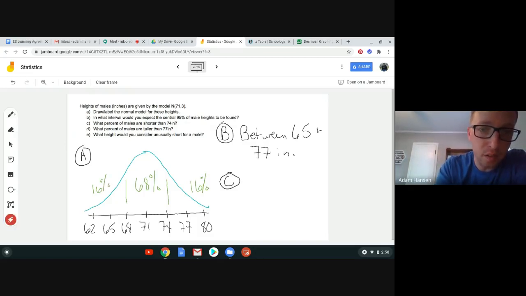So less than 74 is the 68 plus the 16. Everything but the 16% above 74 inches. So 68 and 16 add up to 84%.